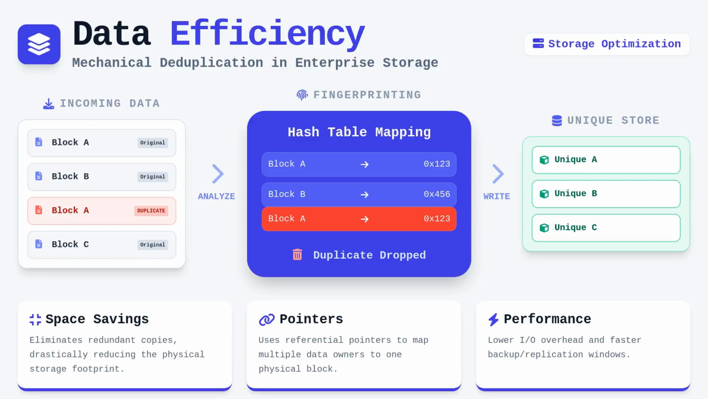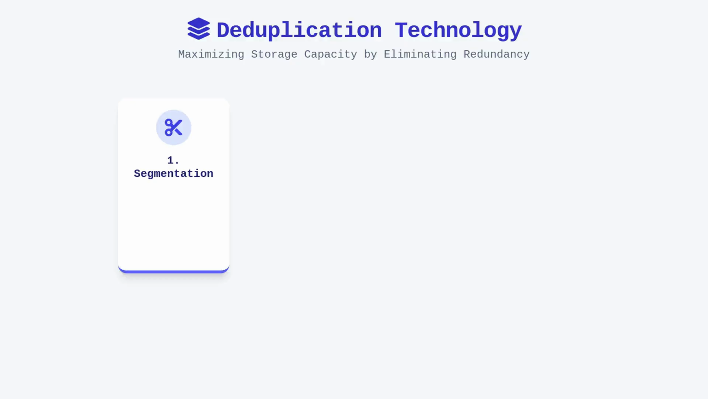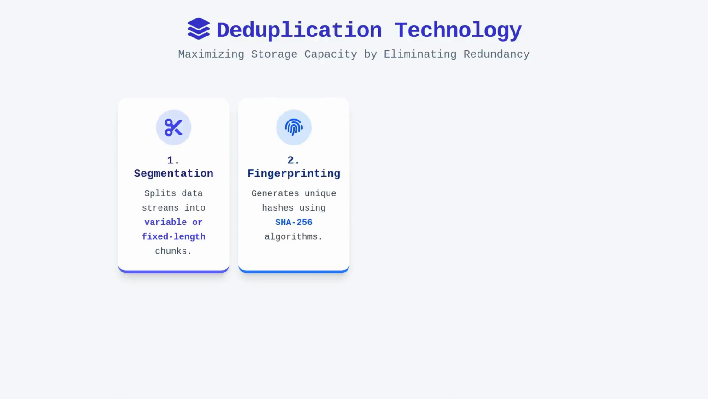Welcome back. Let us refine our understanding of how data efficiency is achieved through mechanical deduplication processes within enterprise storage. Deduplication technology operates by identifying and eliminating redundant data blocks within a storage system to maximize capacity utilization and reduce total cost of ownership. The process begins with the identification of data segments, where the system splits incoming data streams into variable or fixed-length chunks.